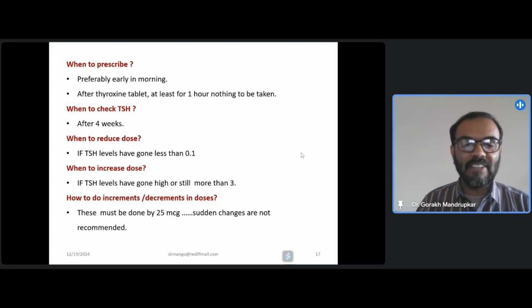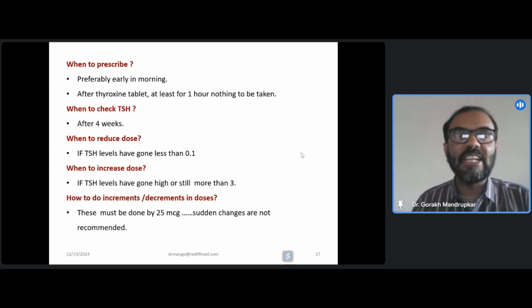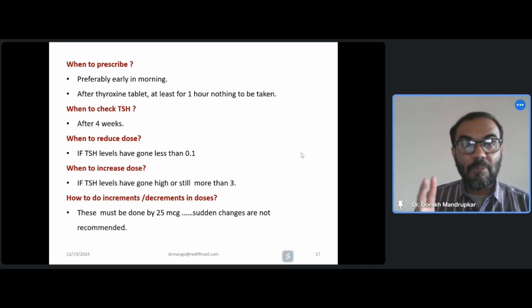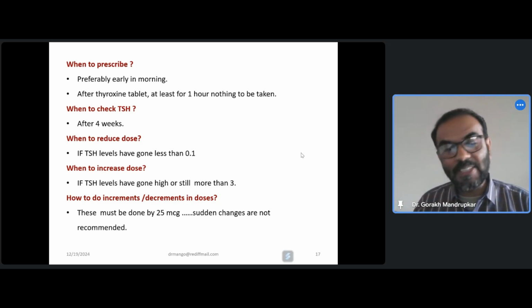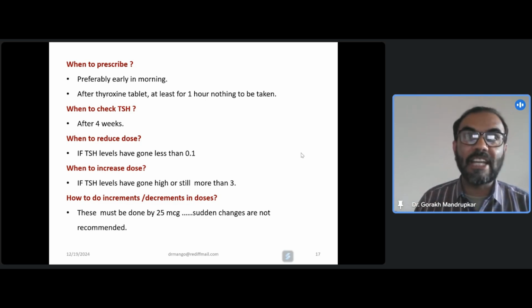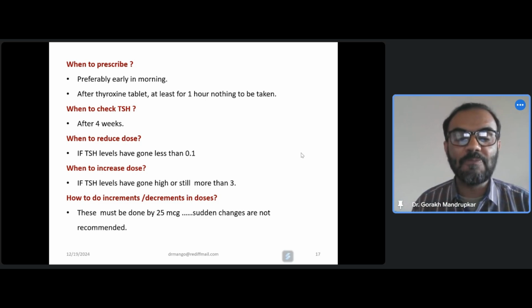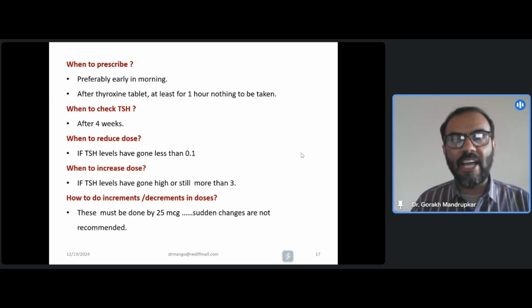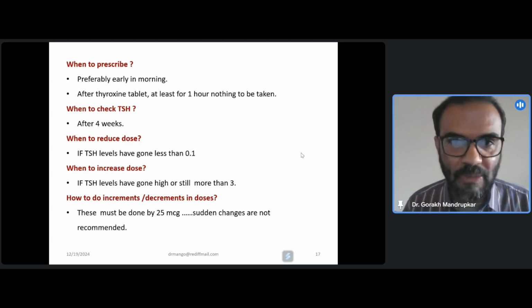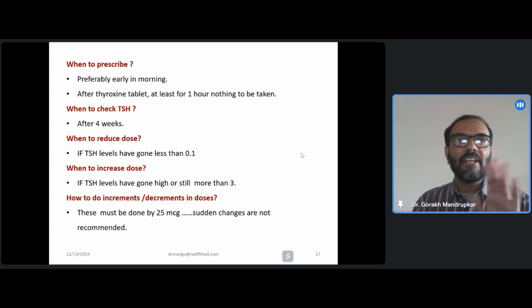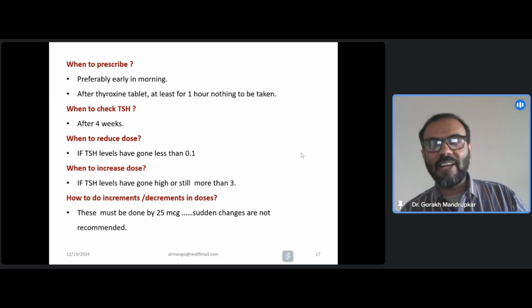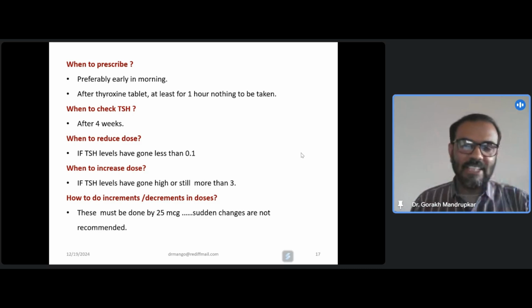When to increase the dose? If the TSH level has gone high or is still more than 2.5 in the first trimester, and in the second and third more than 3, then definitely I will increase the dose again by 25 mcg. Sudden changes are not recommended. Then you will say, no one does that. I have a record of almost 100 doctors where today it was 50, tomorrow suddenly 100, the day after suddenly 25, because the TSH level is fluctuating.